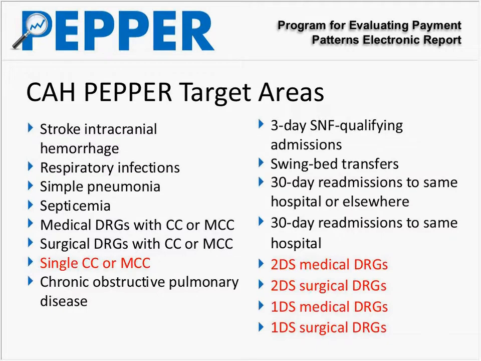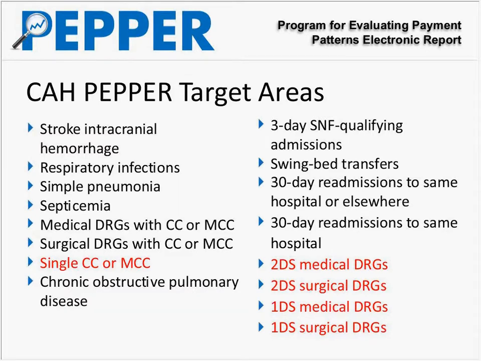On this slide, I have listed all of the target areas that are currently in the critical access hospital PEPR. And I've listed in red those target areas that have had a modification for this particular release. The single CC or MCC target area, most of you probably won't even notice any change in your statistics. There was a slight revision here to make this target area now evaluate those ICD-10 principal diagnosis codes that are their own CC or MCC, as identified in Table 6K of the IPPS final rule. So that was a small change that was made there.